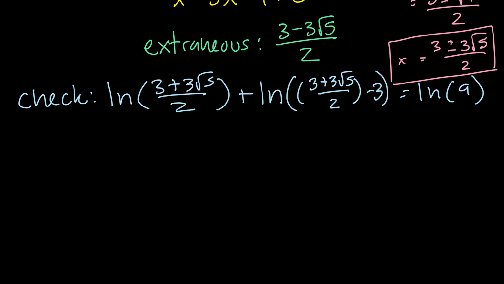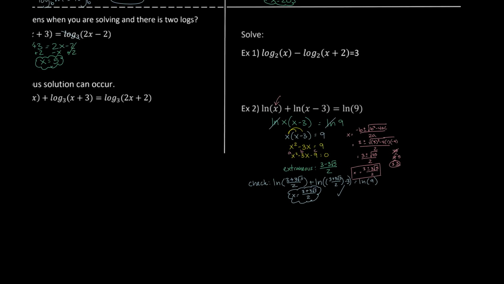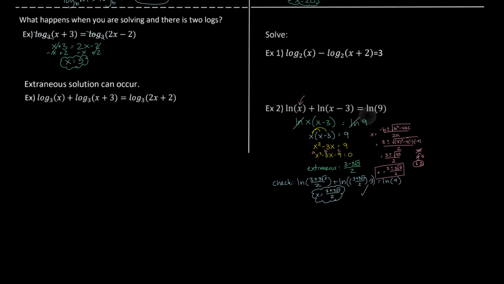So yes, when you checked it, they are equal. So it works. Your one solution is x equals 3 plus 3 square root 5 over 2. That is your one solution here. All right, so you guys need to go ahead and do these two leftover examples.